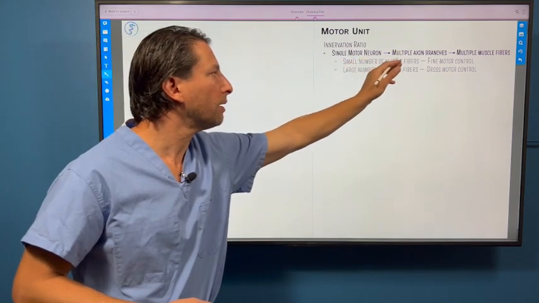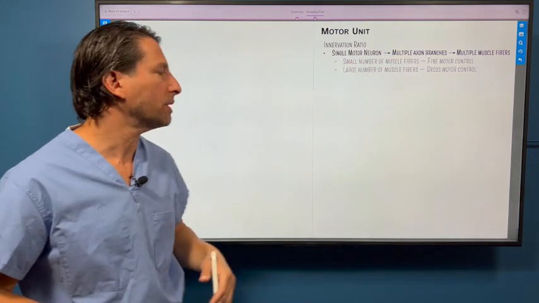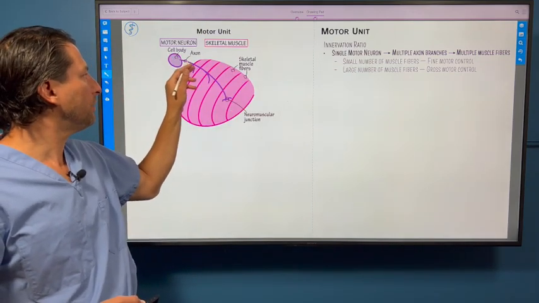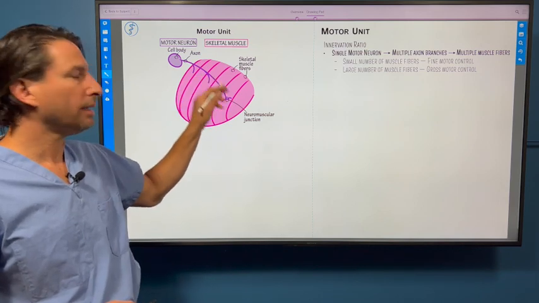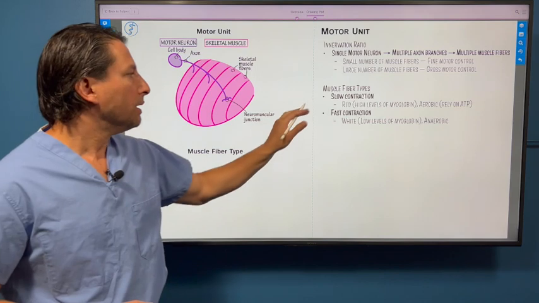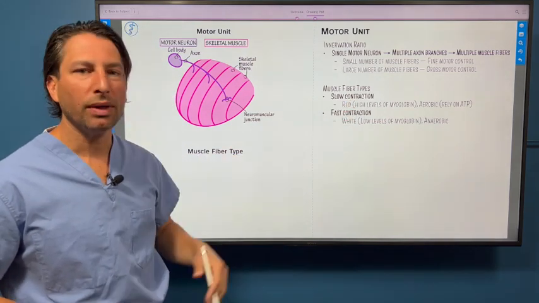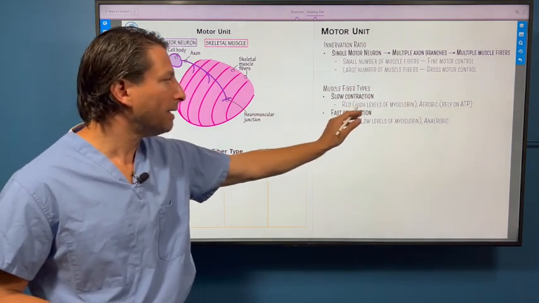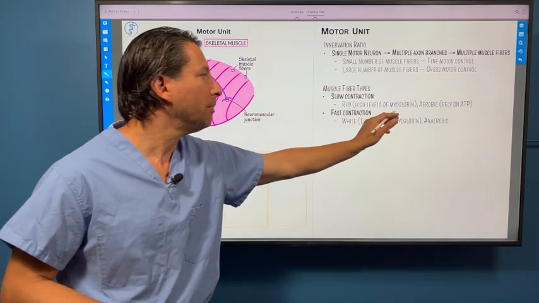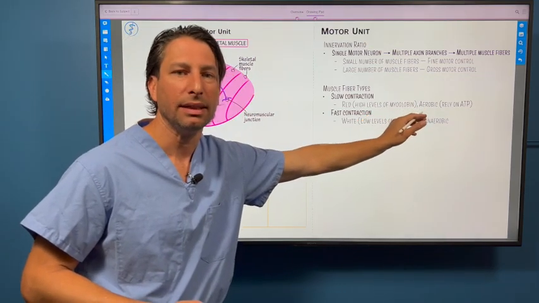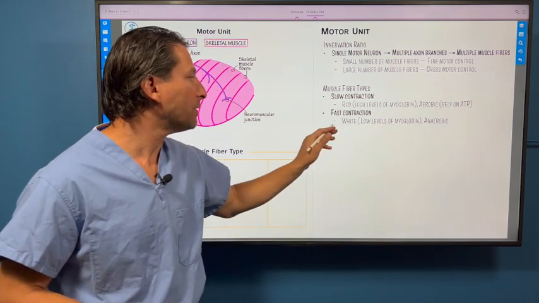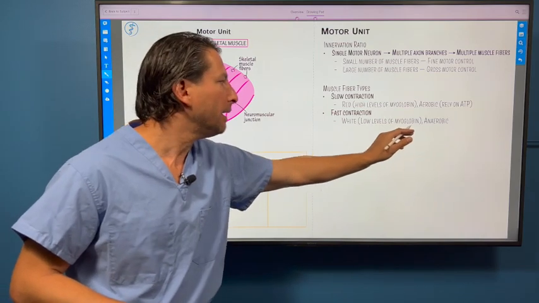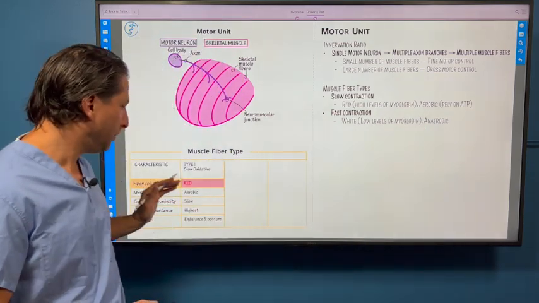So there's a single motor neuron, multiple axon branches, and multiple muscle fibers. That's represented here. Here's the neuron itself, here's the axon with numerous branches, and then here are the muscle fibers. In terms of muscle fiber types, again, important information to know cold. There's slow contraction, which are red because they have high levels of myoglobin because they perform aerobic physiology. They rely on ATP. And then there's fast contraction, which are white because they have low levels of myoglobin and they have anaerobic physiology. And we see that laid out here.